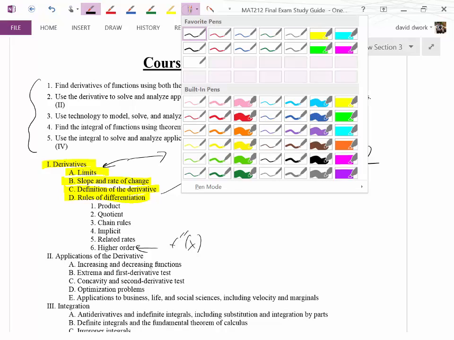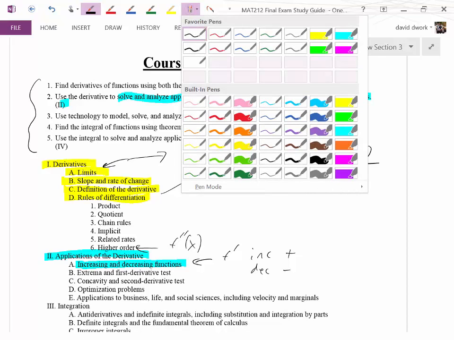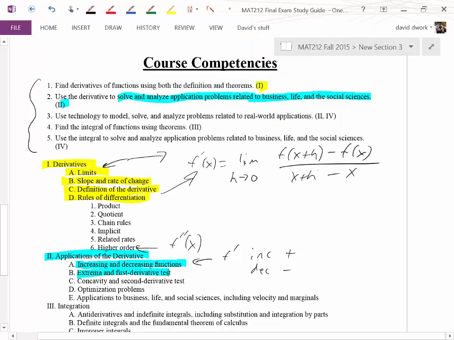Okay, then comes number 2, using the derivative to analyze application problems related to business, life, social sciences. So Roman numeral 2. What is that getting at? Applications of the derivative. Talk about where you have increasing and decreasing functions. How do you use a derivative to determine if a graph is increasing or decreasing? Well, hopefully remember, that's the first derivative. It is increasing if your first derivative is positive, and it is decreasing if your first derivative is negative. How do you test for extrema? How do you find mins and maxes using your first derivative?